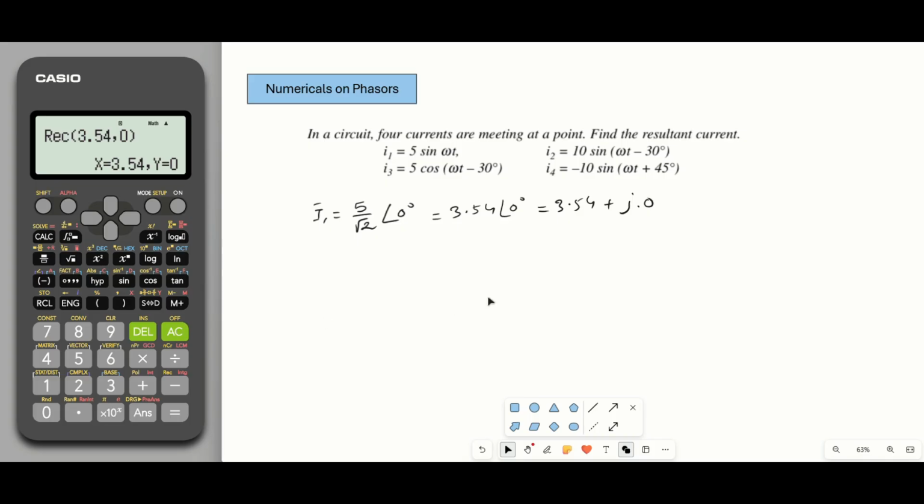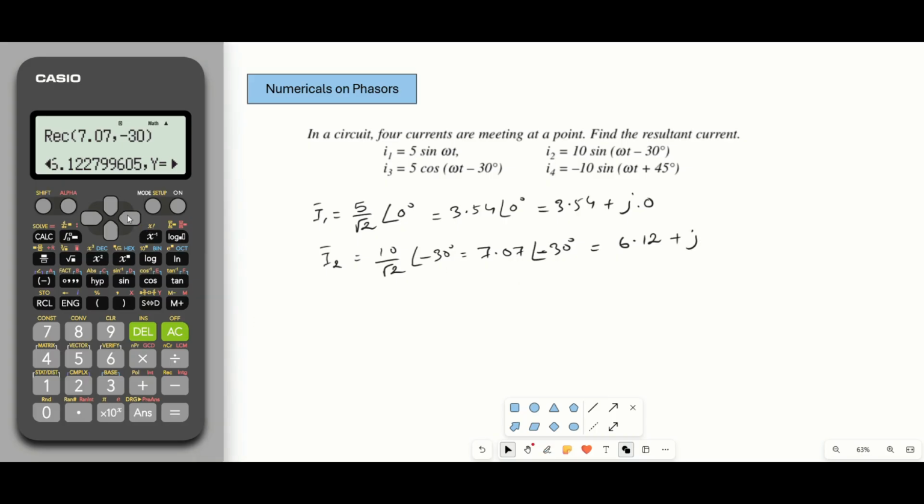Similarly, let us consider the remaining. I2 will be 10 root 2, angle is minus 30 degree. So this will be 7.07, angle minus 30 degree. After converting, the value is coming as 6.12 plus J into minus 3.54. Similarly, let us determine the remaining two.